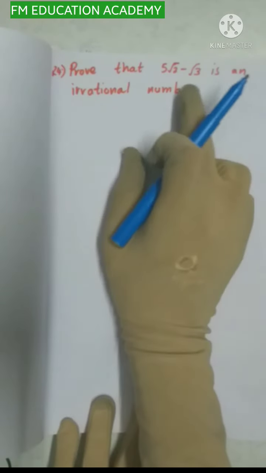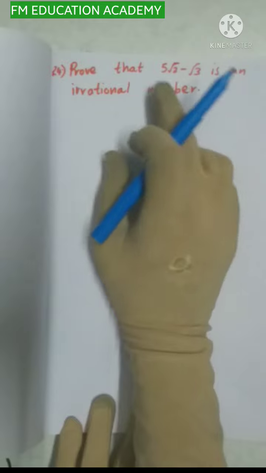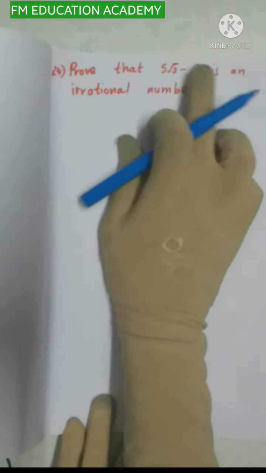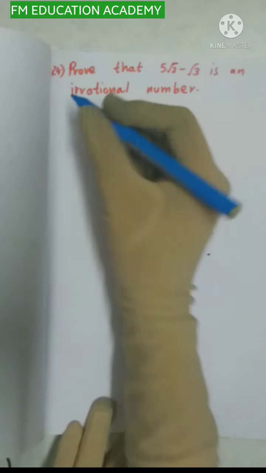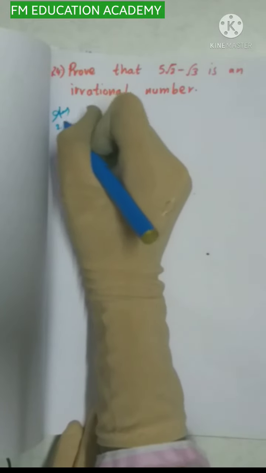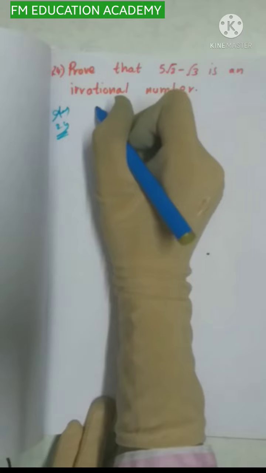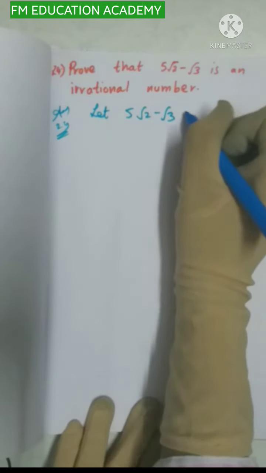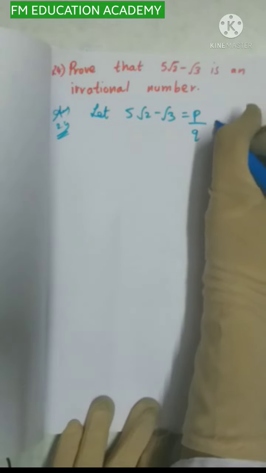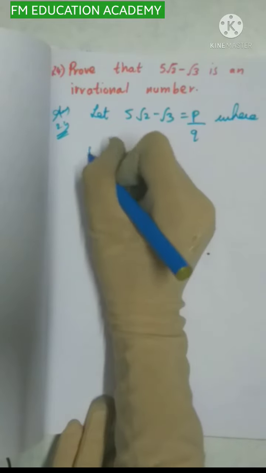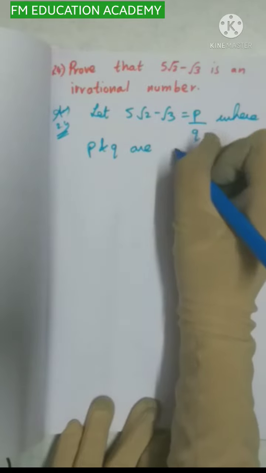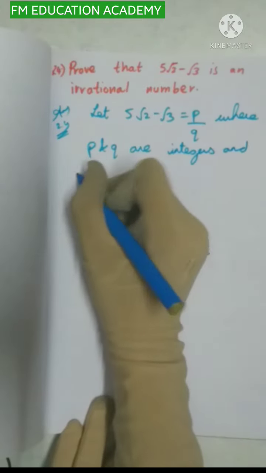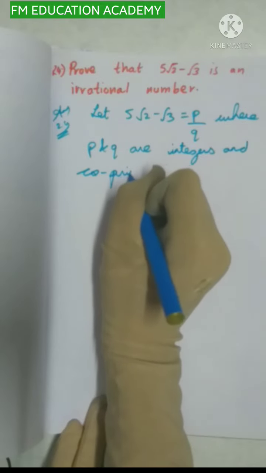24th question. Prove that 5 root 2 minus root 3 is an irrational number. Whenever such types of questions are given, you have to assume this as either a by b or p by q, it's your wish. So we will write, let 5 root 2 minus root 3 is equal to p by q, where p and q are integers and co-prime numbers and q not equal to 0.